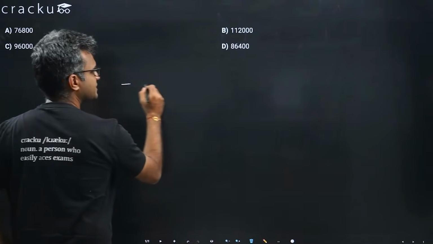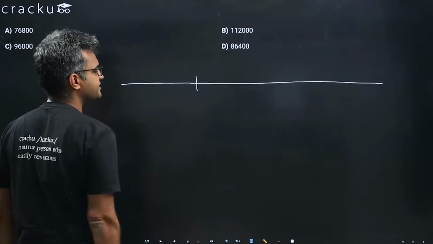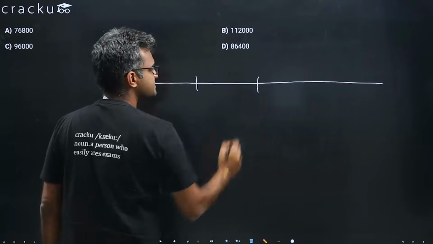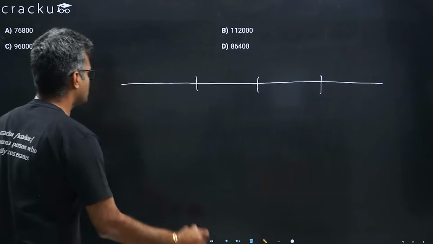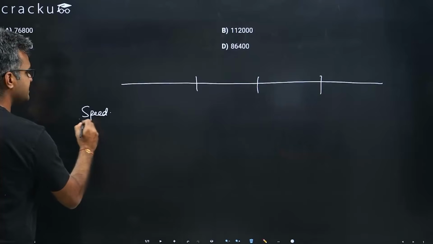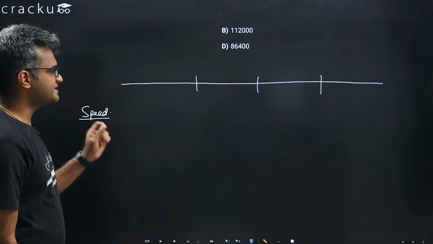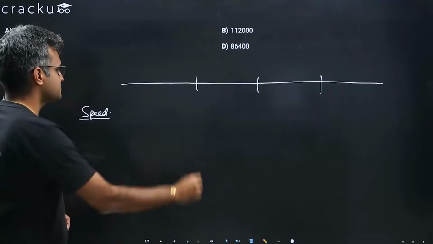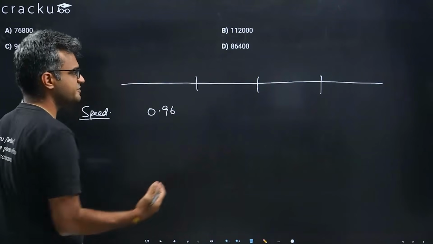So let us assume that these are the 4 parts. This is the distance that she traveled in the first part, this is it in the second part, this is it in the third part and the 4th part. Now what we know is that speed is in an arithmetic progression. We know that in the first part she traveled at 960 meters per minute. So let us assume that the speed is 0.96 kilometers per minute.